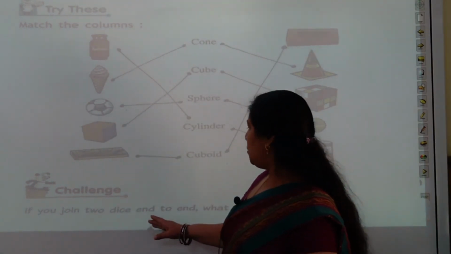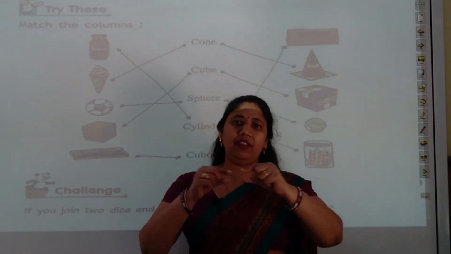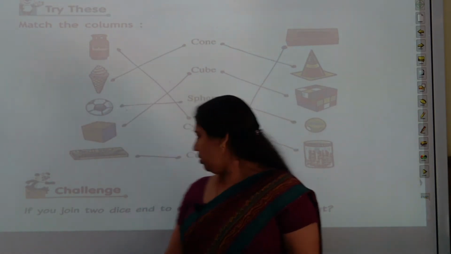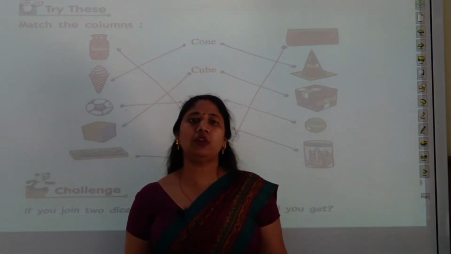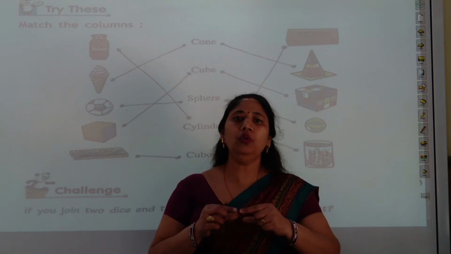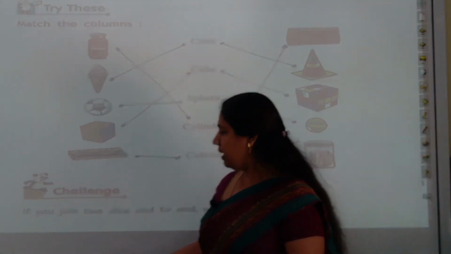If you join two dice, when we are having two dice and we have to join, so which solid do we get? Yes, cuboid. When we join two cubes, so we get a cuboid.